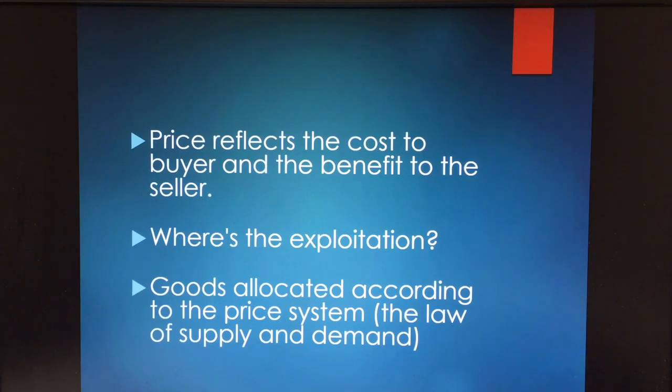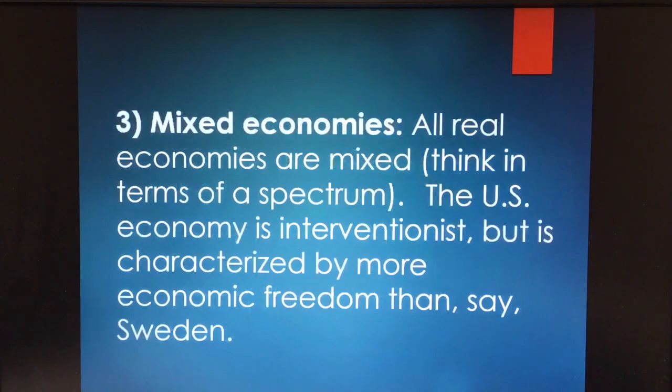In free markets, goods are allocated according to the price system, the law of supply and demand, which we cover in a later chapter. Mixed economies, and in fact, all real economies are mixed. Think of a spectrum where we have command economies at one end, and we have the free market economy at the other. Even the U.S. is highly interventionist. The government intervenes in a number of ways with regulations and price supports and maximum and minimum prices, minimum wage laws, for instance, and other things.